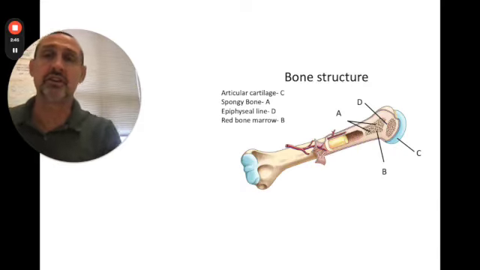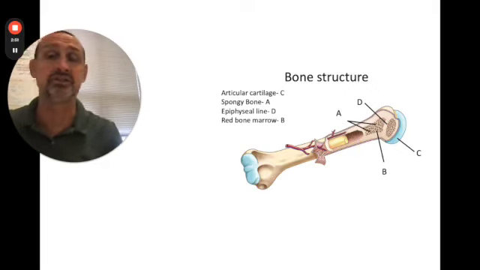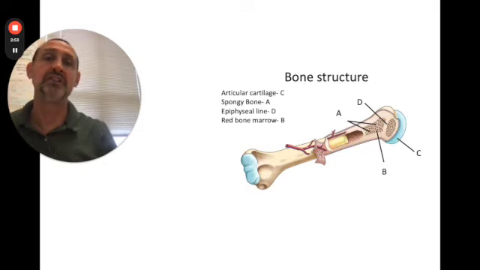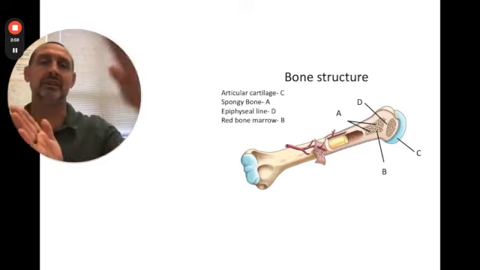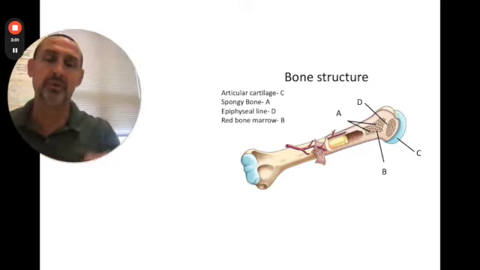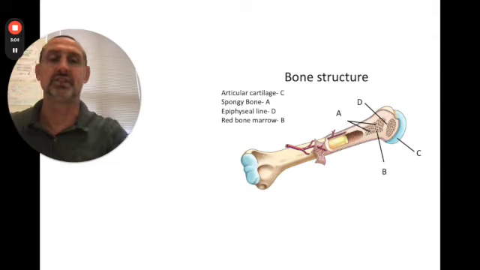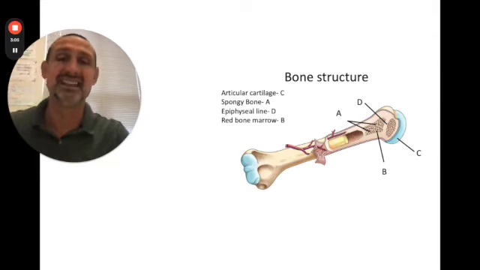Bone has other features to it, especially if you look internally. There's articular cartilage at the end, which helps it articulate or move. There's spongy bone, which keeps the bone kind of lightweight but strong. There's an epiphyseal line or epiphyseal plate. That's what we refer to as the growth plate. So bone kind of grows from that area out. And then there's red bone marrow, which is what's in charge of making red blood cells.